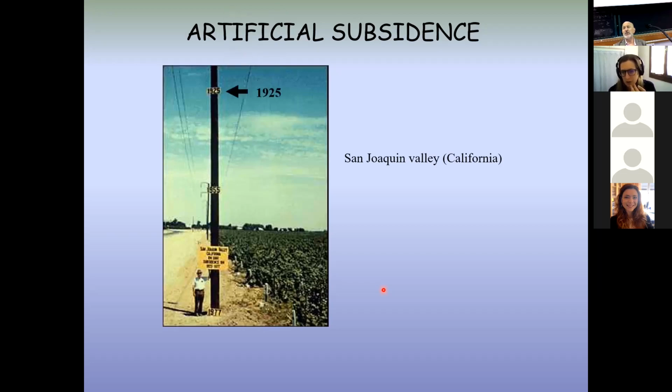You see that in 1925, the ground elevation was there. In 1955, it had decreased to here. And in 1977, it had decreased to the position of this man, and the man is giving the scale for this very big lowering of the ground. Then the water use of the location changed, moved to other sources, for example reservoirs from other watersheds. But you can see how much the ground surface can decrease due to pumping.